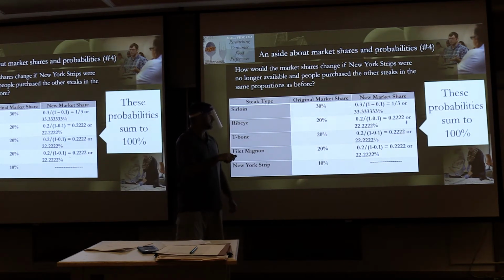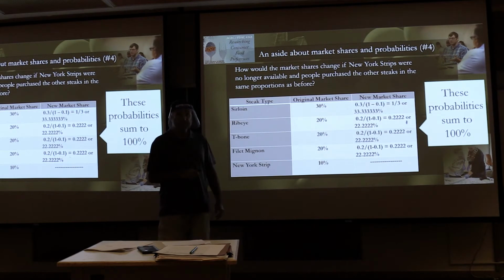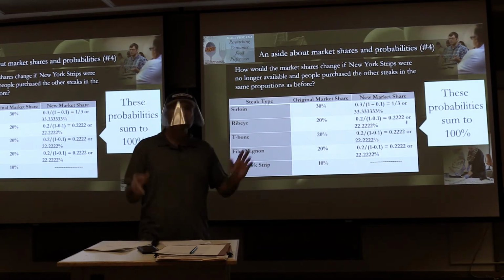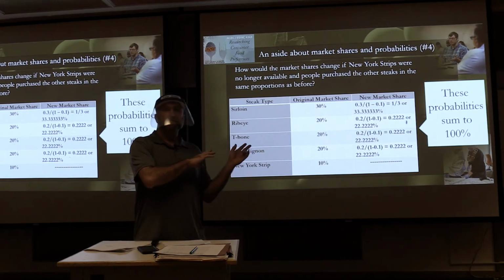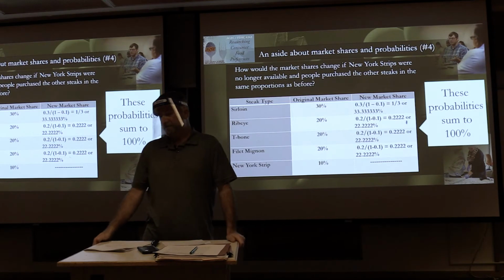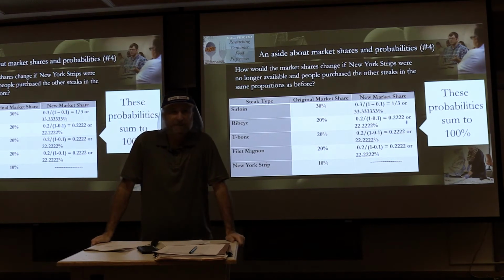And so we just do this. We take 30%, 0.3, divided by 1 minus 0.1, so we'll divide it by 0.9. We get a new market share of a third. For these two, the new market shares are 22.22%, and these new probabilities should sum to 100. And so you're just reallocating old sales to other products in the proportion that they've been consumed in the past.